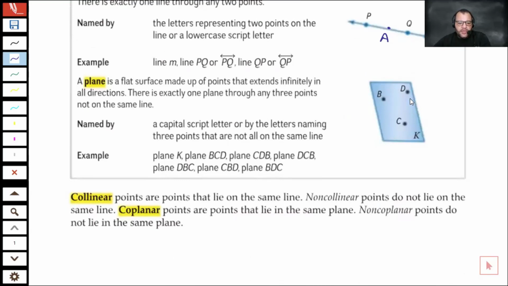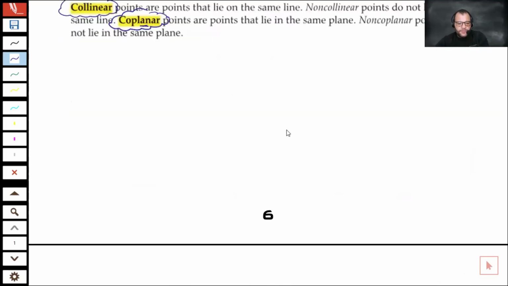B, C, and D lie on the same plane, so we can say that B, C, and D are coplanar points. If they lie on the same line, they are collinear points. If they lie on the same plane, they are coplanar points. Is that clear? Any problem for this one?